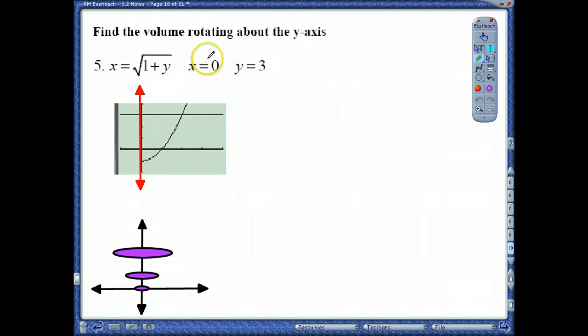I have the x equals 0, which is the axis here, and then y equals 3, which is this nice pretty little horizontal line. So the area in question is right here. Well, if I were to rotate this area about the y-axis, look at that area. That area sits directly on the y-axis, so these are going to be nice, pretty little circular shapes.